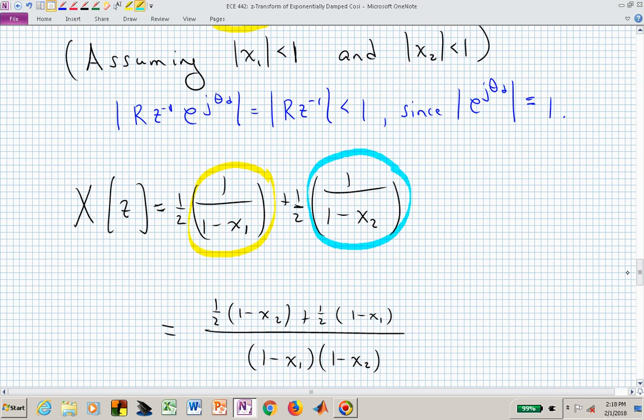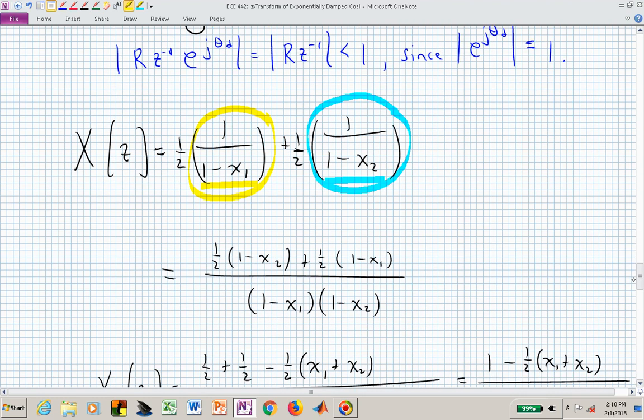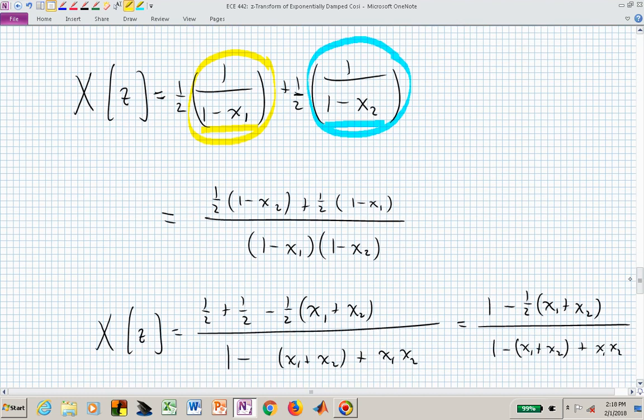We can put those over a common denominator. The common denominator here is just 1 minus x sub 2, or the half of the common denominator is 1 minus x sub 2. The other half is 1 minus x sub 1. We do the appropriate summation in the numerator, perform the algebra, and we actually end up then with capital X of z written in terms of x sub 1 and x sub 2 being 1 minus 1/2 times the quantity of x1 plus x sub 2 over 1 minus the quantity x1 plus x sub 2 plus x1 times x sub 2.